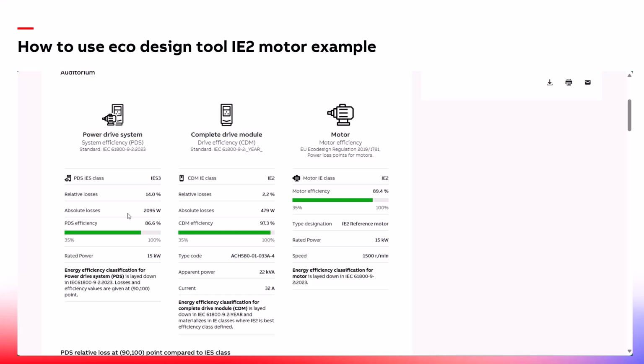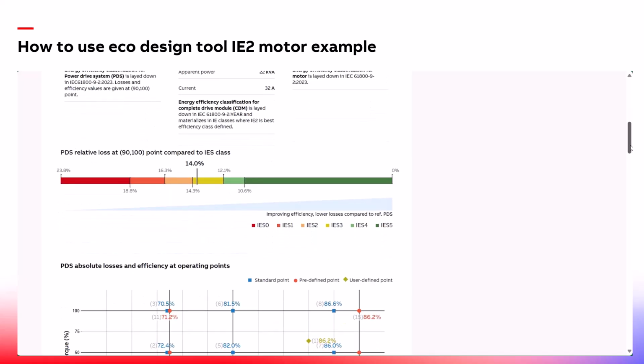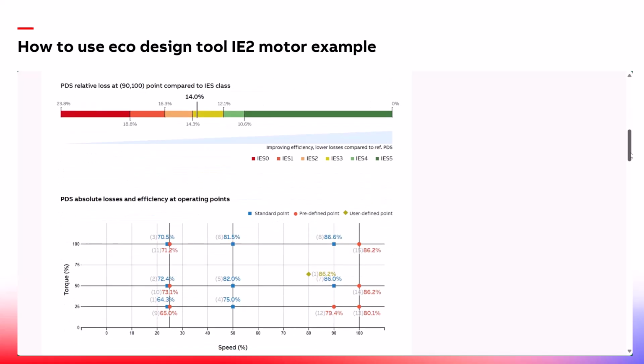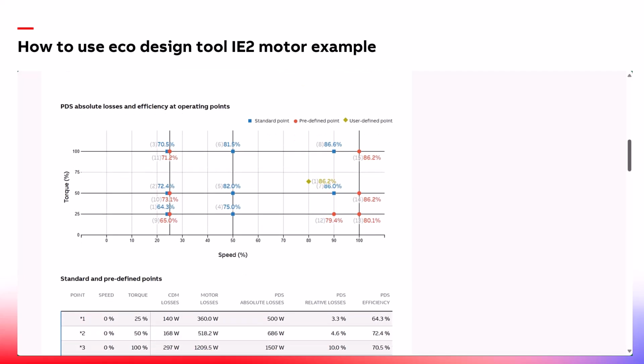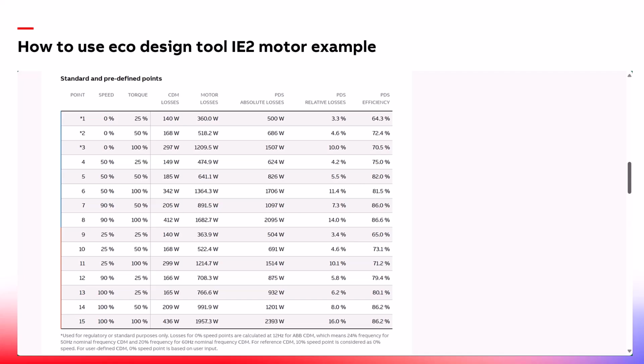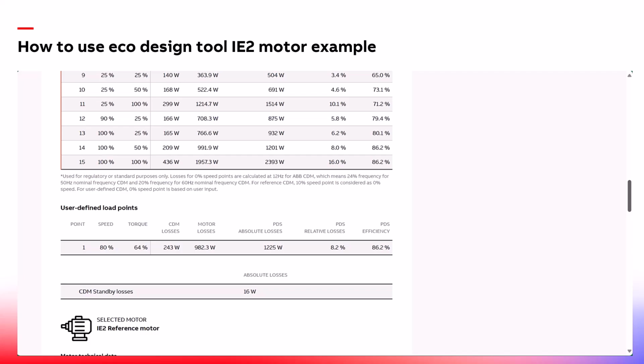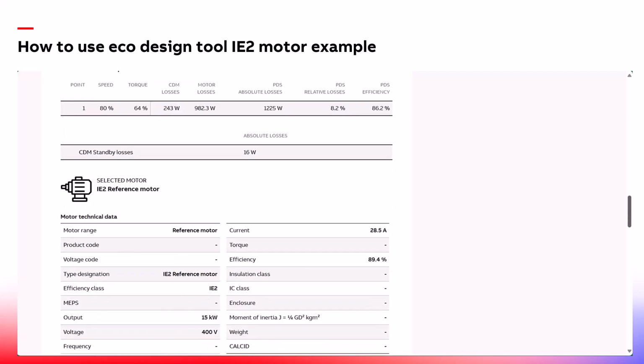So it's got your power drive system itself, which is what we're interested in for this exercise we're doing, because we're trying to demonstrate energy savings with different packages. You've also got your individual drive efficiency and the motor efficiency as well, should the customer be interested in that information. The information we went through earlier with the loss data is in there as well. You've also got the efficiency at all the different operating points, and you've got the table data as well with all those different items listed. We've also got a user-defined load point there as well.